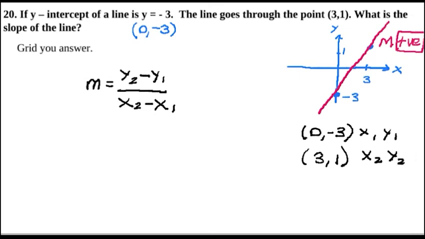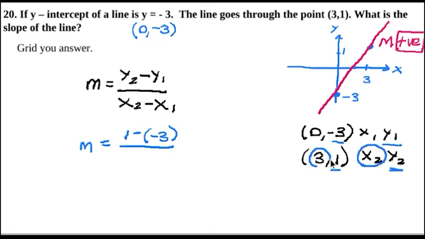Now let's substitute everything in and let's evaluate. So m is equal to y2, which is down here and here, so it will be 1. y1 is negative 3. So we have a negative up here, and we will place a bracket in front of that negative 3. And then down below we have x2 here and here, so that will be 3 minus 0. Right, so we have all our numbers in place.